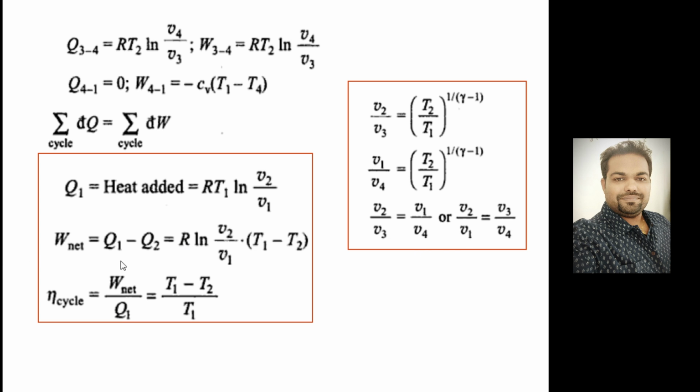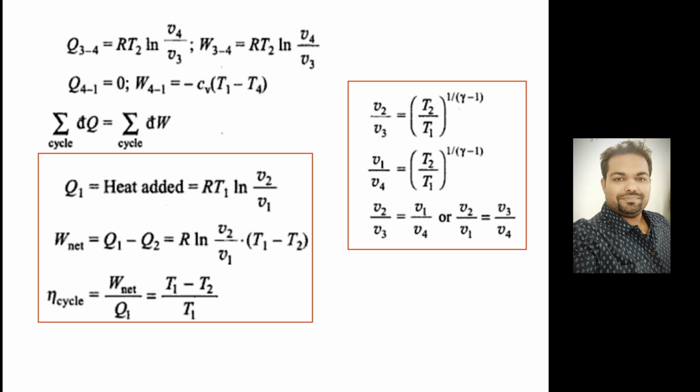So you can say net work output is Q1 minus Q2, which is R ln of V2 by V1 times (T1 minus T2). So efficiency of the cycle is nothing but W net divided by Q1. If you divide by Q1, you can get (T1 minus T2) by T1. So from this equation, we can say that if T2 is going to be 0, or you can say the temperature at which heat is getting rejected is 0, we can have 100% efficiency.